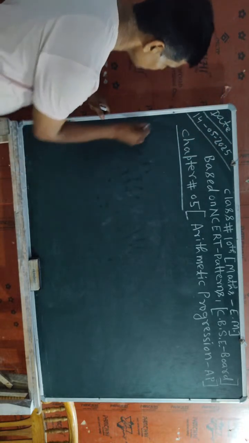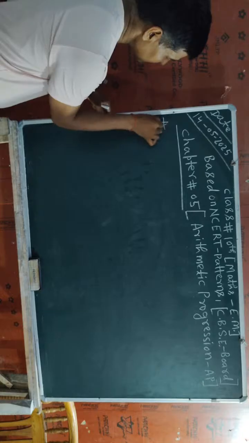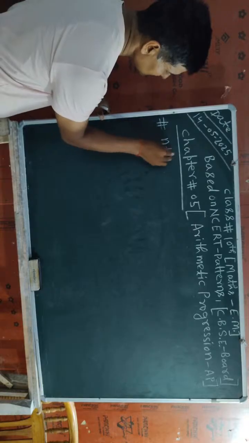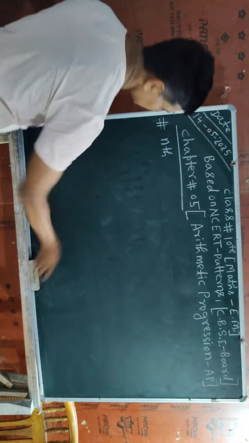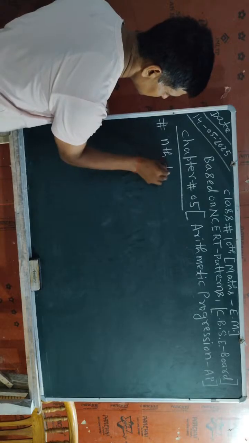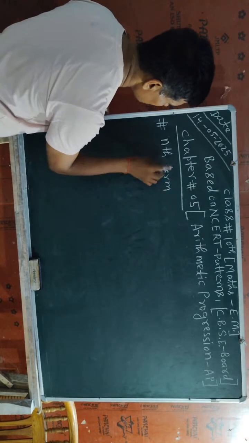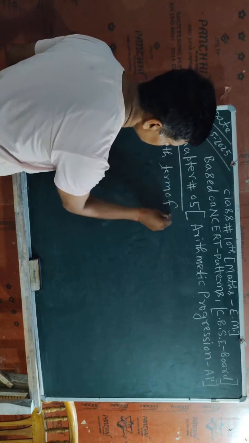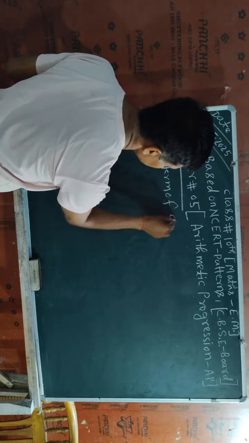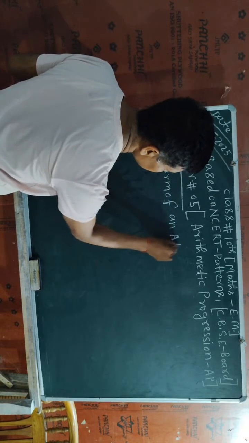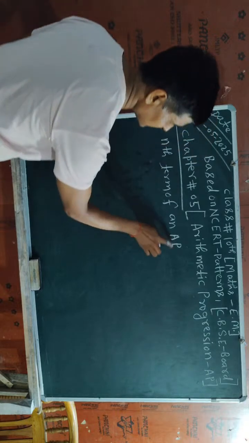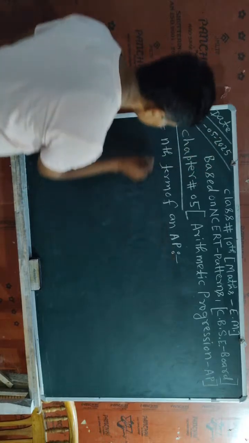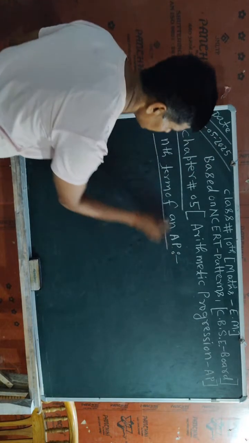So first of all I will write one heading. Heading is the title, that is here I have to write the nth term. Find the nth term of an arithmetic progression, of an AP. A stands for arithmetic and P stands for progression. So this is the required topic and we have to explain it in detail.